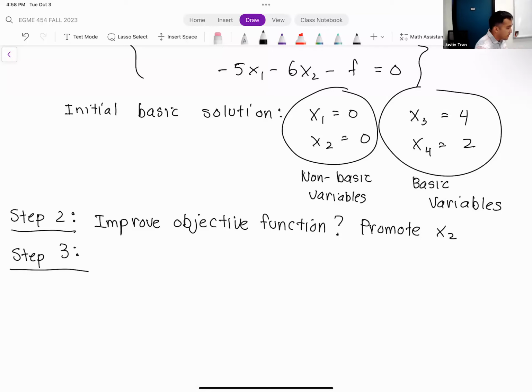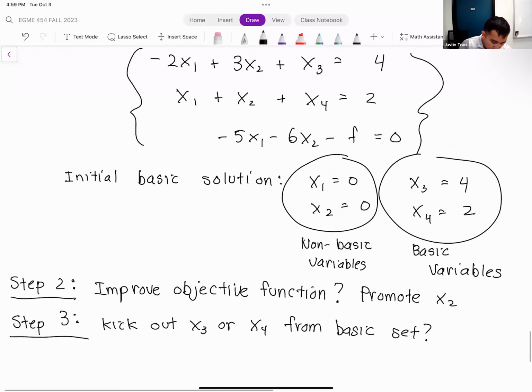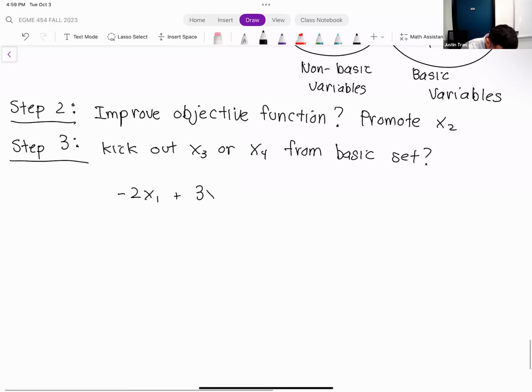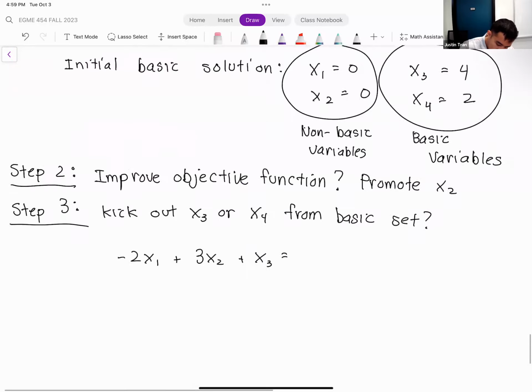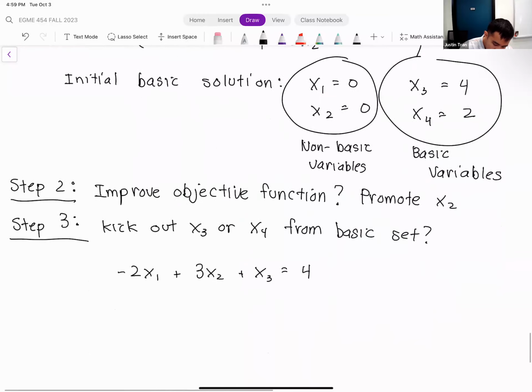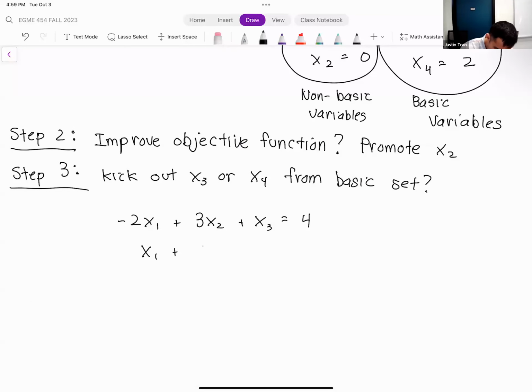Step 3 is to find out which one we should kick out of the basic set. Okay, so let's go ahead. I'm going to write down our two constraint equations one more time. So we have minus 2x1 plus 3x2 plus x3 equal to 4. Our second constraint equation is x1 plus x2 plus x4 equal to 2.